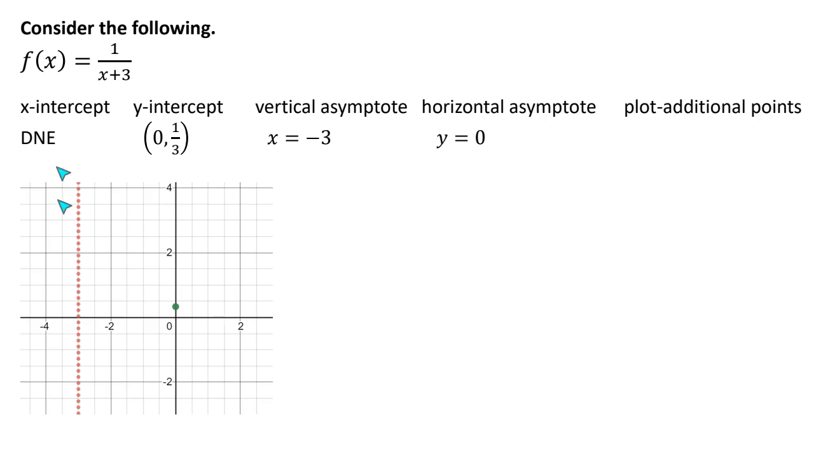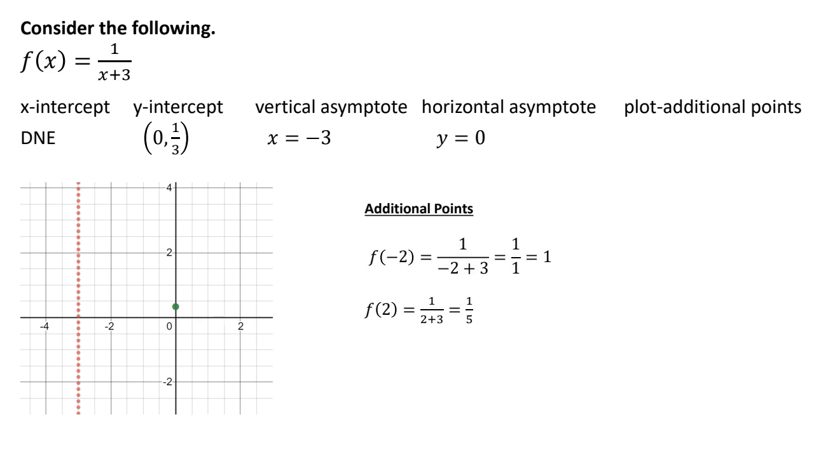So here's my vertical asymptote. Here's my y-intercept. And the horizontal asymptote is the x-axis. So it's just right here. And so I want to make sure that for the additional points, I pick some on the right side of the asymptote and then some on the left side.